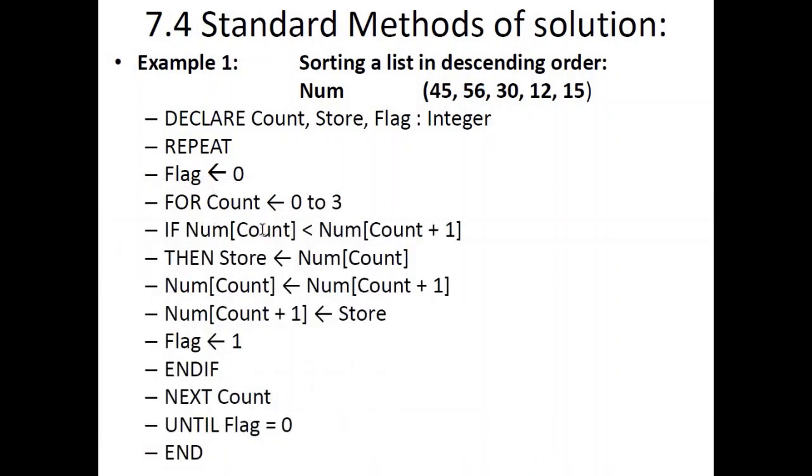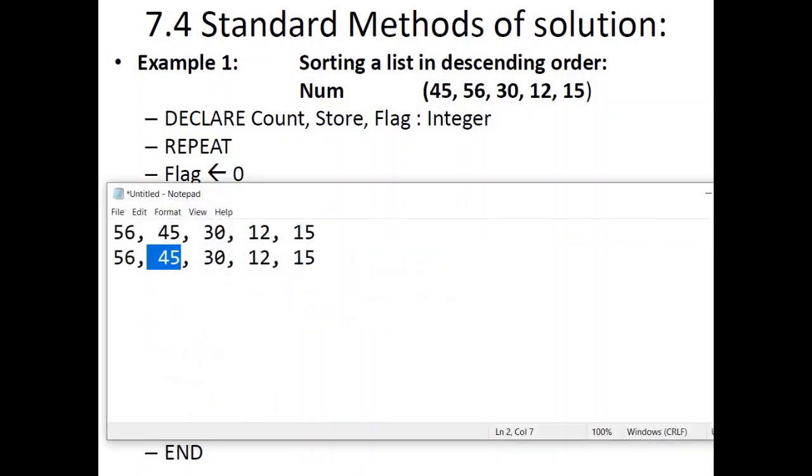Then we have num 2 and num 2 plus 1, 3, means 30 and 12. Again, is 30 less than 12? No. All of this if would be skipped, and we'll directly go to next count, because this condition does not meet. So that means in this pass no swaps are made.